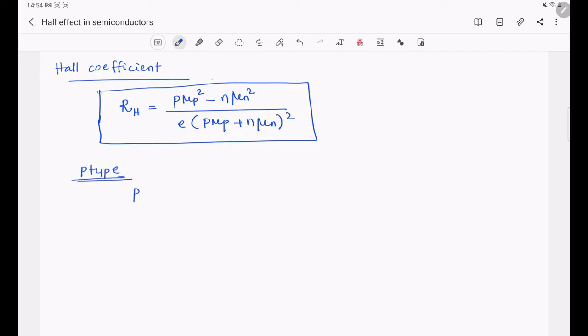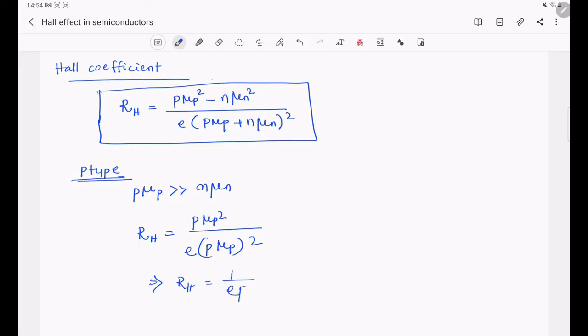For a p type semiconductor, the concentration of holes is much greater than the concentration of electrons. So, I can say p into mu p is much greater than n into mu n. So, I can ignore the term n into mu n from both numerator as well as denominator. What will be the expression of the Hall coefficient? It will be equal to p into mu p square divided by e into p mu p whole square. The common terms from the numerator and denominator get cancelled. Now, we have RH equal to 1 by e into p. This is the Hall coefficient for a p type semiconductor. This is a positive quantity.